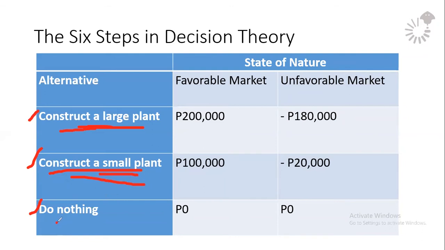And number 3 is do nothing, continue as is. If currently I am outsourcing the production of my products, then I just continue, and demand or advise them to double their production. But you won't spend anything on a plant. So these are your alternatives. Option A, option B, option C. Next.